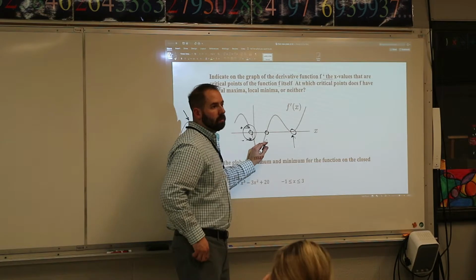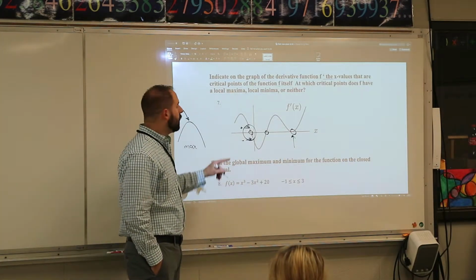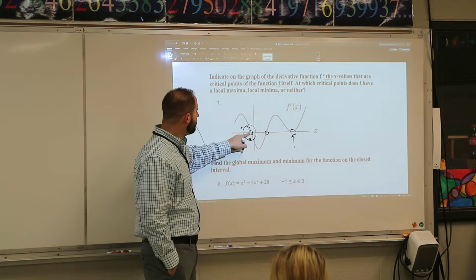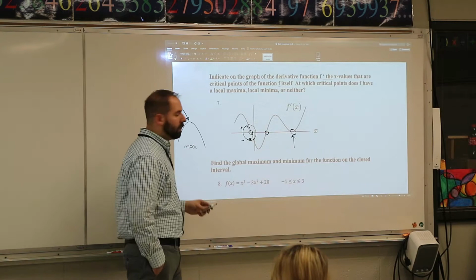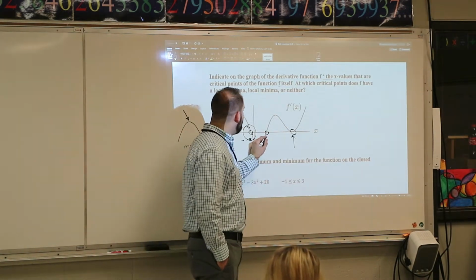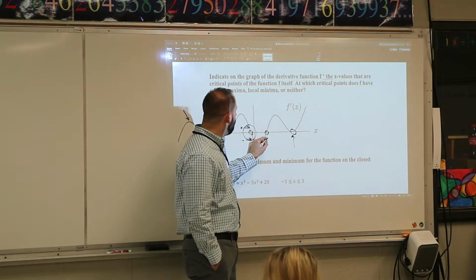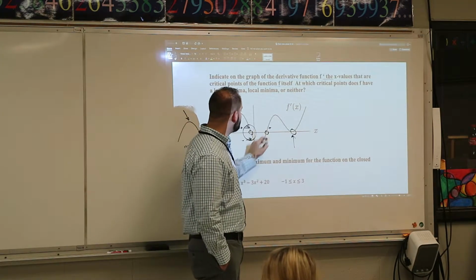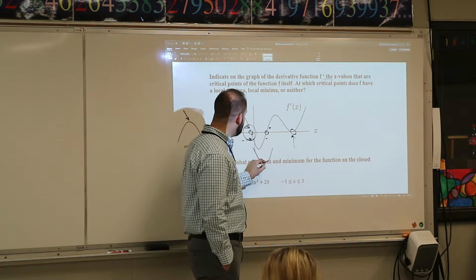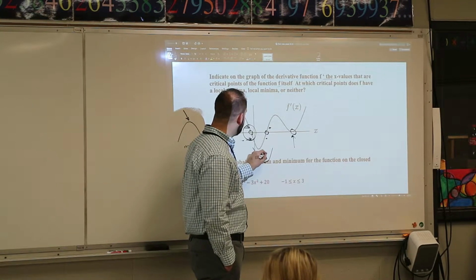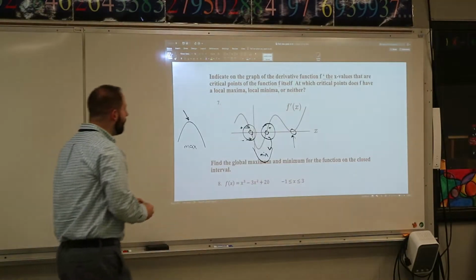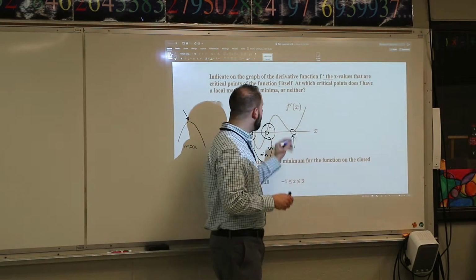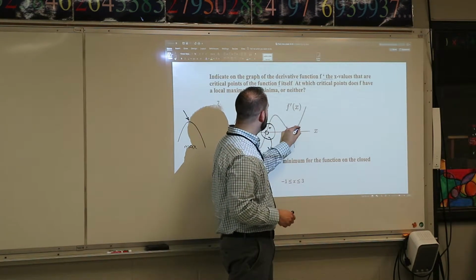How do we know it's a max? Because it went from positive slope to 0 to negative slope. Now, this second point went from negative slope to positive slope and hit 0. This is a minimum on the original graph. Yeah, you're absolutely right. This next one, and if you didn't hear Tyler, he's absolutely right, went from positive slope to positive slope.